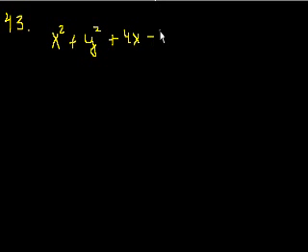We're on problem 43. Which statement describes the graph of the following equation? They write x squared plus y squared plus 4x minus 6y minus 3 is equal to 0. And essentially, you want to get this into kind of standard conic section format.